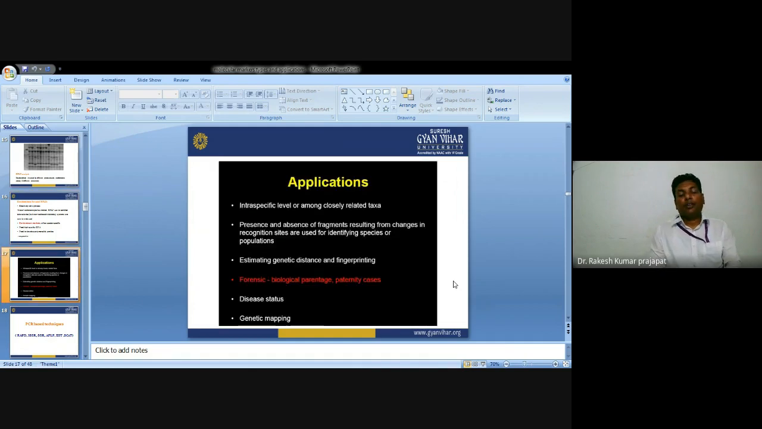If we talk about the application of RFLP, it is used at a specific level or among closely related taxa. The presence and absence of fragments resulting from changes in the recognition site are used for identifying populations, estimating genetic distances, and fingerprinting. In forensic biology, in paternity cases, we use RFLP. It is also used for disease status and genetic mapping.